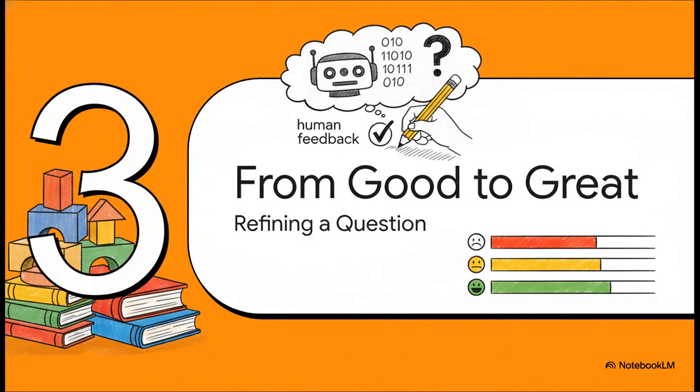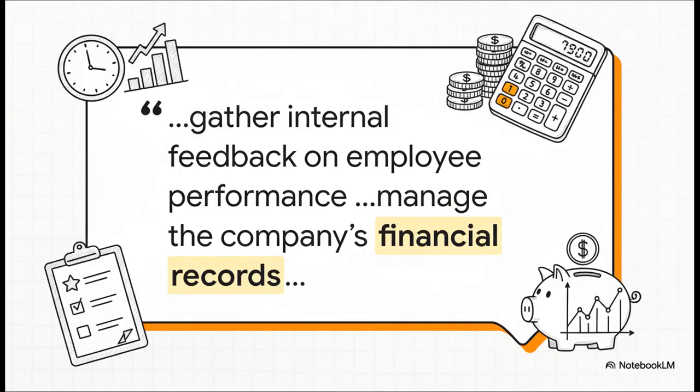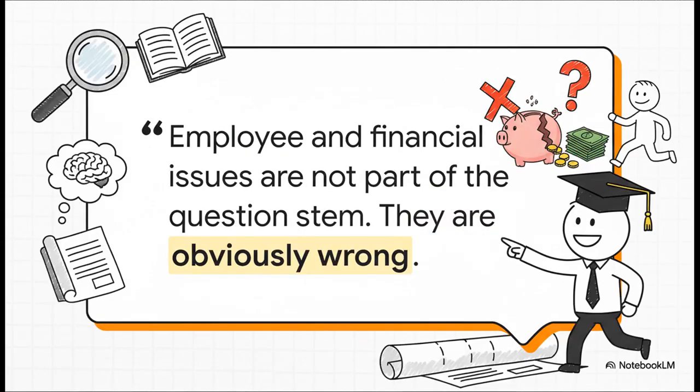All right, so we've got all these rules. Let's see how they actually work in the real world. We're going to look at a multiple choice question that started out as an AI generation, and then see how a little bit of human feedback took it from just okay to actually great. So here's the first draft from the AI. The question is about the main goal of marketing communication. But just look at these wrong answers: employee performance, financial records. I mean, what do those have to do with marketing to customers? Absolutely nothing.